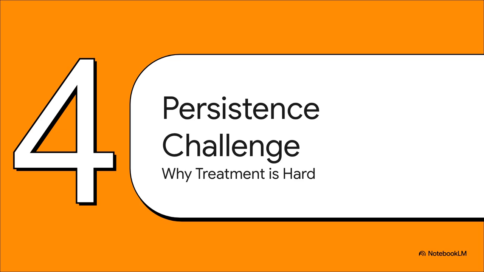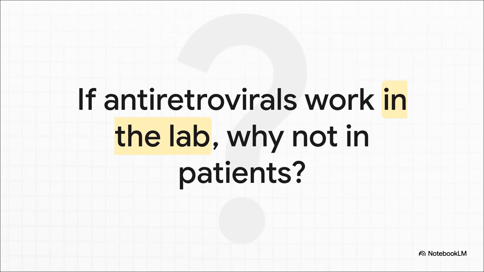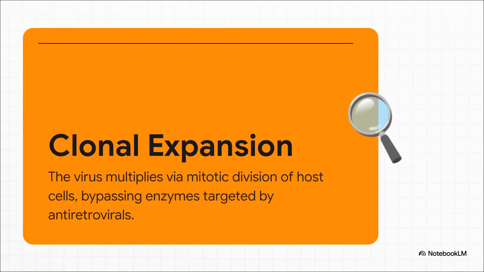Okay, but what about the people who are infected? Why is treatment so unbelievably difficult? Well, to get that, we have to go back to the virus's fundamental biology. This brings up a really central and, let's be honest, a frustrating question in this field. We have antiretroviral drugs, and they work great against the virus in a petri dish. So, why do they pretty much fail to reduce the viral load in patients who have a chronic infection? The answer, in two words, is clonal expansion. This is the whole ballgame.